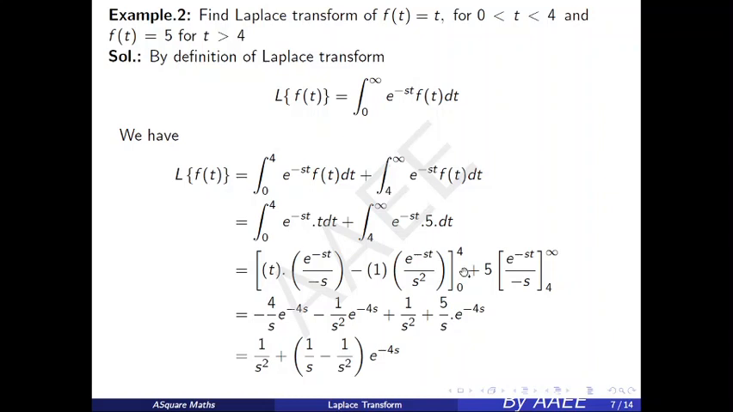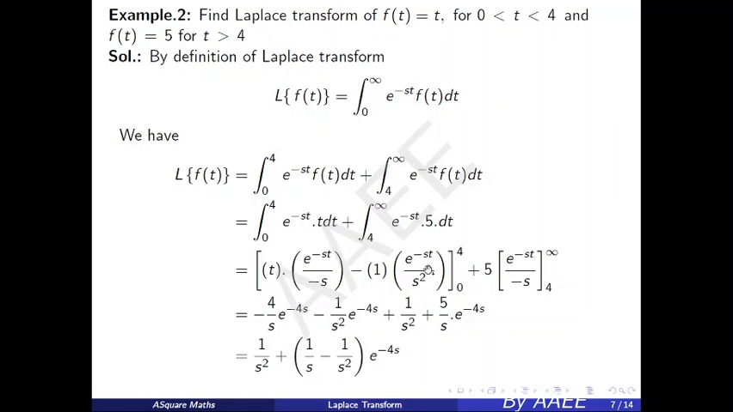By putting limits, if you put 0, this term will become 0. If you put 4, this one will be the low. This minus sign I took outside, minus 4 by s e raised to 4s. Then here e raised to minus 4s upon s square. Then by putting lower limit, this one will be the 0 and this one will be the minus, but lower limit is again minus, this will be a plus.